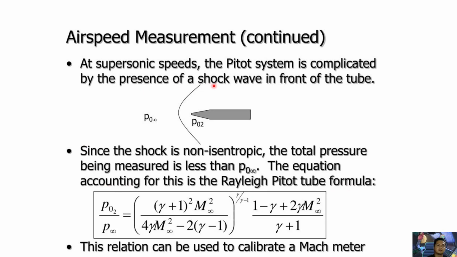So, supersonic speed, the Pitot tube is complicated by the presence of shockwave in front of the tube. So again, this is the total pressure before the shockwave. This one, total pressure after the shockwave. So, pwede nating makuha yung total pressure after the shockwave doon sa ating Pitot tube using the Rayleigh Pitot tube formula. This relation can be used to calibrate a Mach meter.